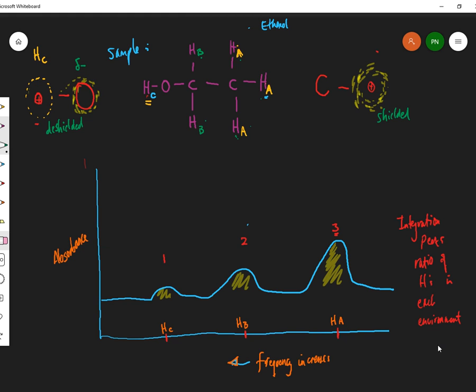So this one is de-shielded, this one is shielded. Shielded from what, you may ask? It's de-shielded from the external magnetic field, and this one is shielded from the external magnetic field. Now, don't forget, this molecule is being subjected to a magnetic field. This is a very important point: it's the same magnetic field across the whole molecule.